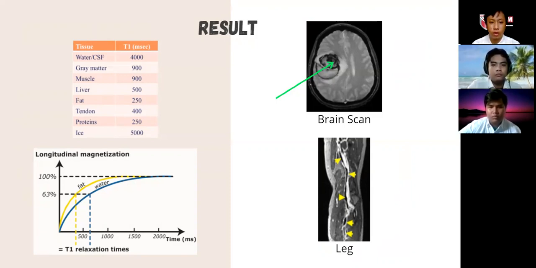To the right, we have the result of the scanner. At the top, we have the brain scan. The T1 relaxation time can describe the image that is produced during the scan. The faster the T1 relaxation time, the darker the image is. As the green arrow points out, the dark area describes the blood clot. At the bottom, we have the leg scan, where the yellow arrow illustrates the blood clot inside the leg.